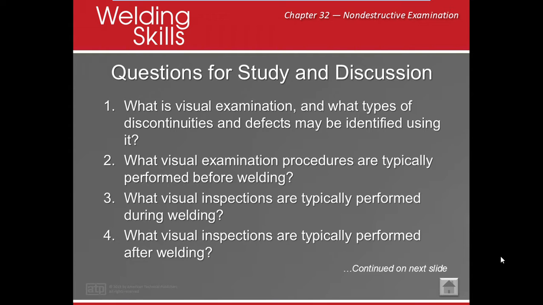Alright, what is visual examination and what types of discontinuities and defects may be identified using it? So visual examination, or VT, is the application of the naked eye assisted as necessary by low power magnification and measuring devices, and it assesses weld quality. Okay, we can look at cracks, shrinkage, cavitation, undercut, incomplete penetration, lack of fusion, porosity, and crater cracks. All of those can be seen with visual examination as well as surface quality like contour.